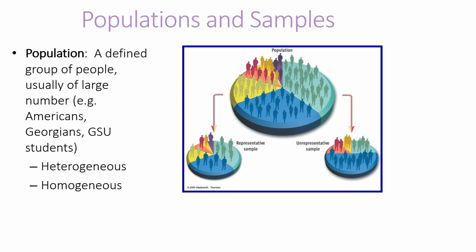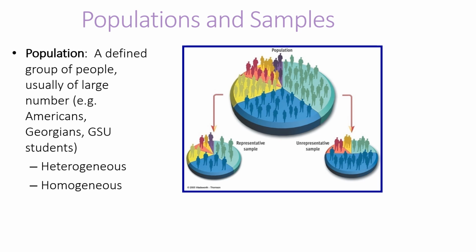Populations are sometimes described in one of two ways, either as heterogeneous or homogeneous. Heterogeneous means that the population itself is very variable, that the people in the population have a lot of different characteristics. And homogeneous means the opposite. It means the people in the population tend to be similar to one another and less variable.